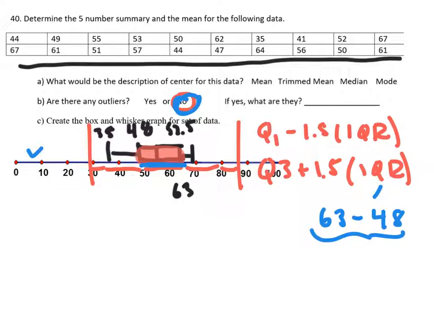We created our box and whisker. And our best result would be a mean. And the reason it's a mean is there are no outliers, right? No outliers. And so the mean is always the best.